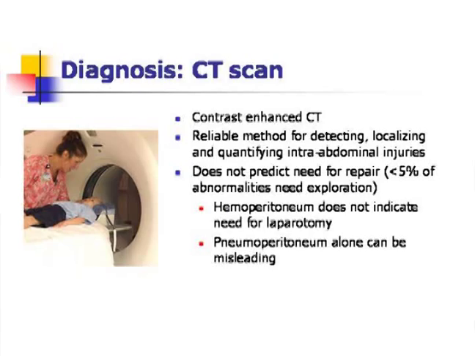So there's some key things here. The first is that the hemoperitoneum does not indicate need for laparotomy. Okay, as I mentioned, most of these injuries are managed non-operatively now, and even pneumoperitoneum alone can be misleading. So it's possible to have a trauma patient, as you know, who has a CT with a little bit of air, and a benign exam.